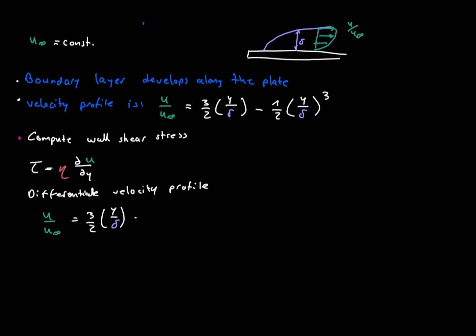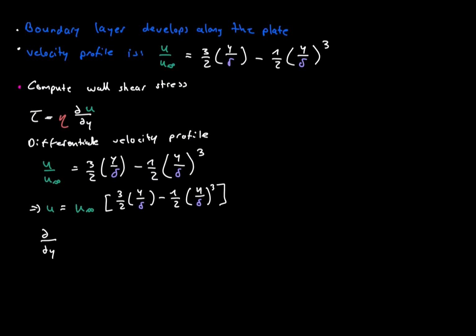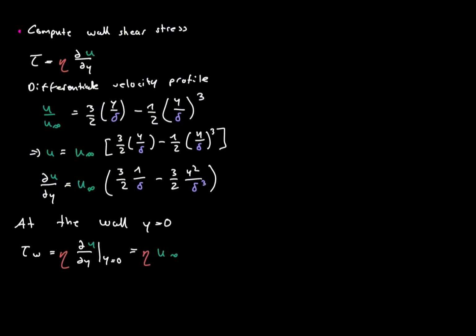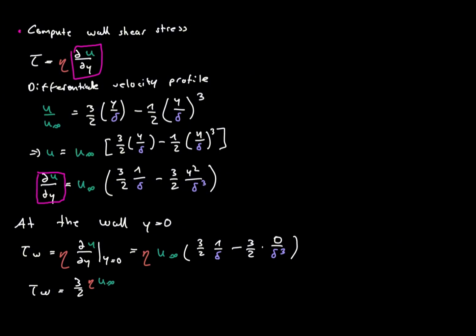This gives du dy equals u infinity times 3 halves divided by delta minus 3 halves times y squared divided by delta cubed. At the wall, where y equals 0, this simplifies to tau wall equals 3 halves times eta times u infinity divided by delta of x. This is an important result. It shows that a thinner boundary layer leads to higher shear stress.